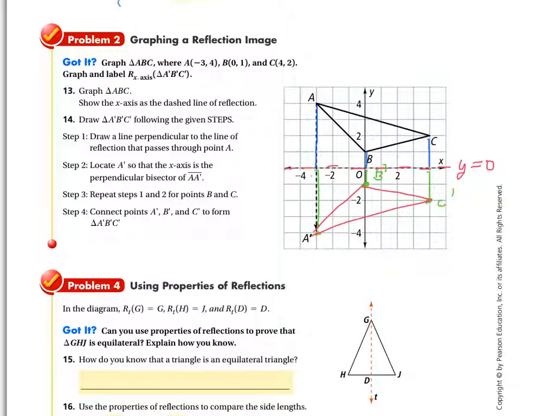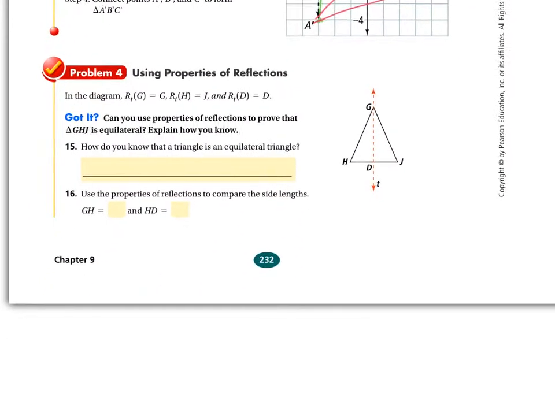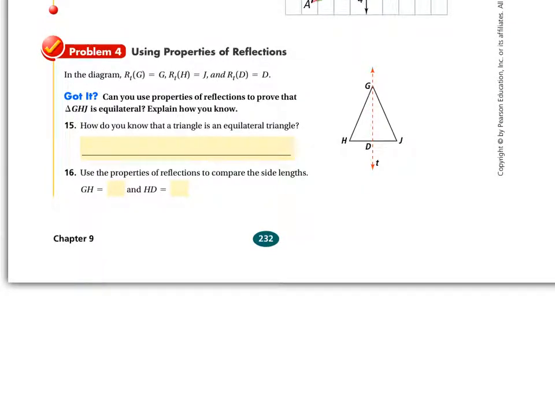All right, then we skip apparently problem 3 and go to problem 4. Terrific. And it says here in this diagram at the right, it says the reflection of point G is over line T. So here's line T. The reflection of point G over that line is equal to G. Why is G equal to G and not G prime?